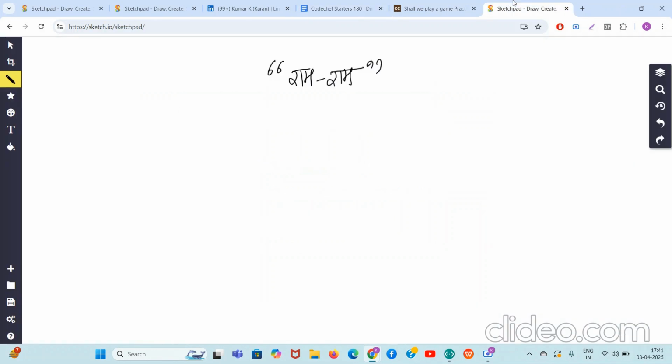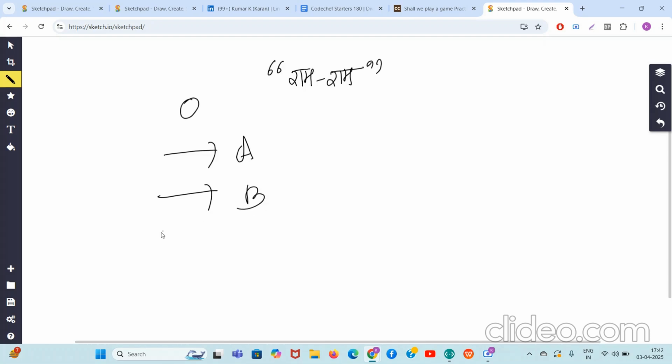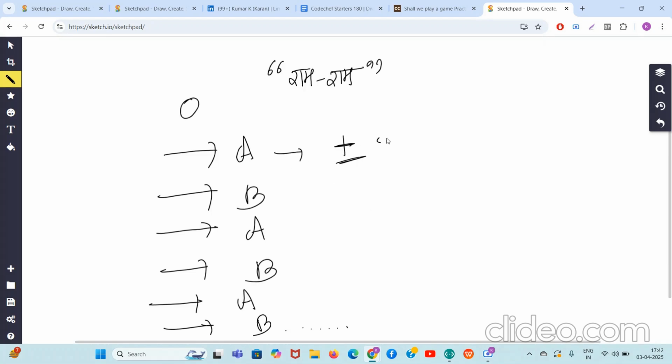First, Alice, see, the starting number is 0. First, Alice will take the turn, then Bob will take the turn, then Alice, then Bob, then Alice, then Bob. Done. So what they are saying is that in each turn you can either do plus or minus 2 raised to 0 in the 0th turn. Then on the first turn, Bob can either do plus or minus 2 raised to 1.